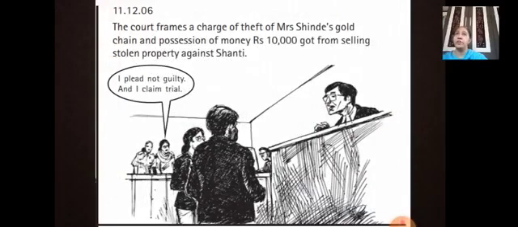Then on 11th of December, the court frames a charge of theft of Mrs. Shinde's gold chain and possession of money of rupees 10,000 got from selling stolen property against Shanti. Okay, now the court case begins. I plead not guilty and I claim trial. This is what Shanti is saying. The trial before the magistrate begins now.